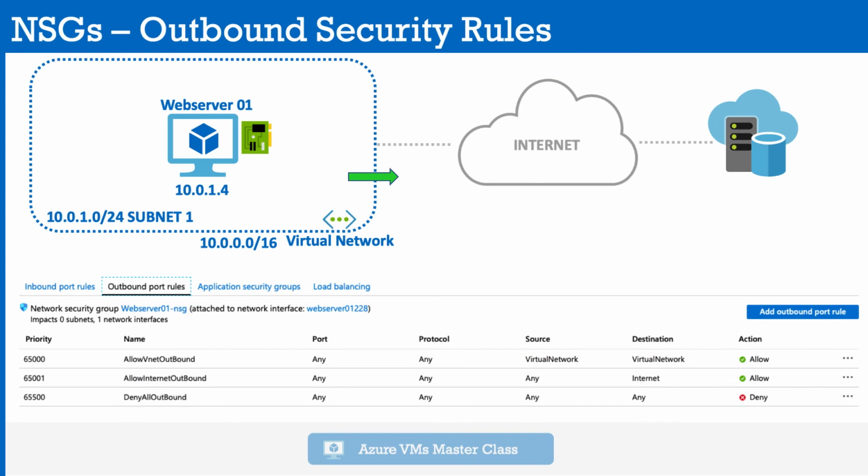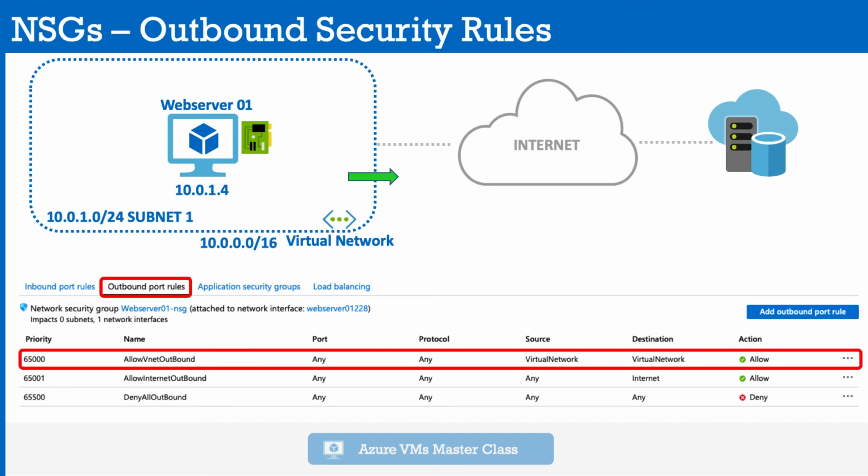Now let's also cover outbound security rules. So we have outbound port rules. This is a separate menu, or separate tab, in the rules, and this refers to traffic that is originated from the web server machine, or from any resource inside the virtual network, and leaving it, going to the internet, to an on-premises data center, or to another destination. Again, we have three rules.